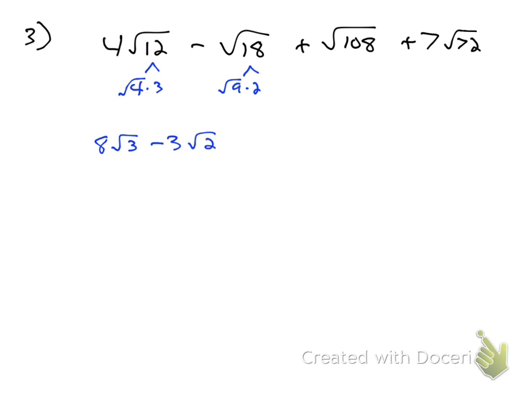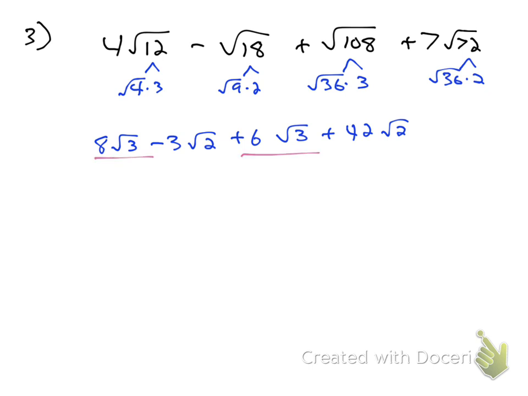For 108, what's 108 divided by 3? 36. Perfect. 36 and 3. 36 is a perfect square. It's plus 6 root 3. Then 72. I would do 36 and 2. Perfect square. 6 times 7 gives me 42 root 2. And then I can combine like terms. That'll give me 14 square root of 3, and then plus 39 square root of 2.